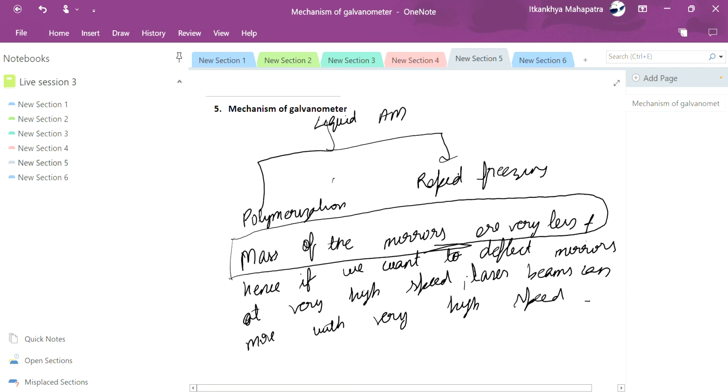Yes. But the main objective of using galvanometers is that the mass of the mirrors is very low, and because of that we can deflect the mirrors at very high speed. And when we deflect the mirrors at high speed, the laser beams can move with very high speed. They strike the mirror, get deflected, and again strike the second mirror and get deflected, because the two mirrors are arranged orthogonally to each other.